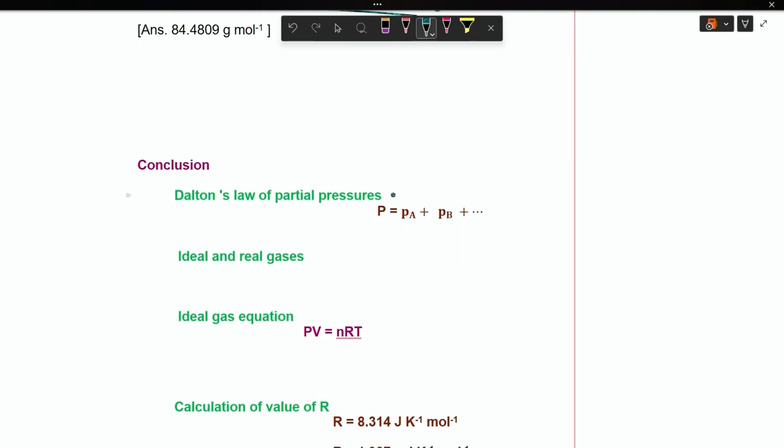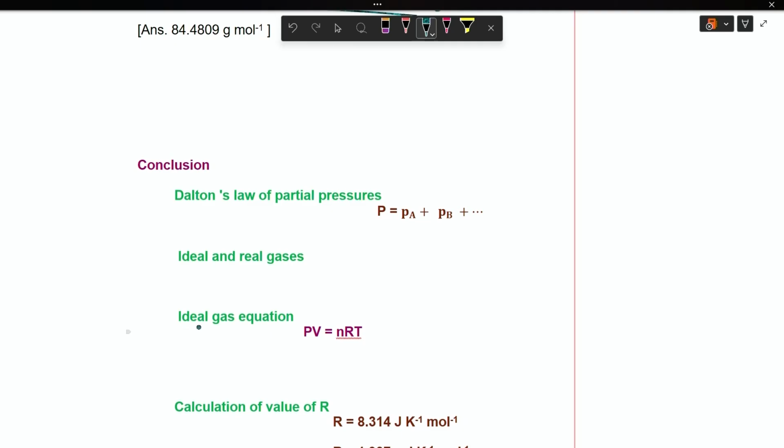Now, we will conclude. In this session we have been seeing Dalton's law of partial pressures, where we learned that the total pressure is equal to the sum of partial pressures of individual constituent gases, that is capital P is equal to PA plus PB plus so on, where the constituents are A, B, etc. Next, we saw ideal gas and real gases and the difference between them. Ideal gases are simply hypothetical, while all existing gases are real gases.